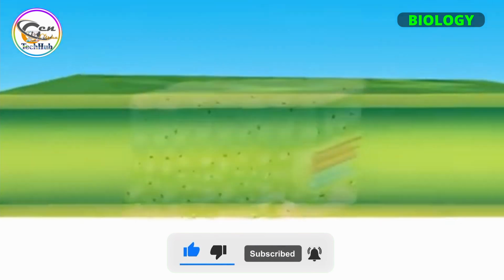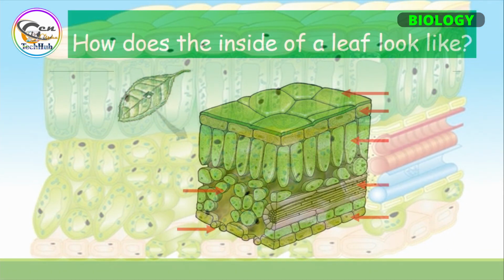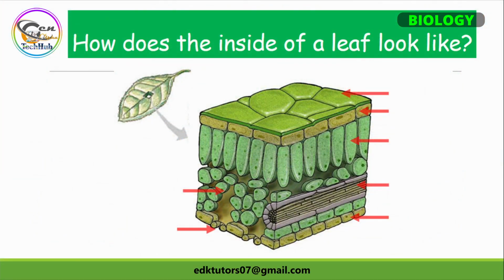So on my screen sharing, there is a diagram that details the internal structure of the leaf. And we are going first to label these parts, thereafter look at the functions that these parts do in a leaf. From the starting point, we have this thin outer layer on the top surface of the leaf. We call it the cuticle, or what we commonly refer to as the thin, waxy cuticle.